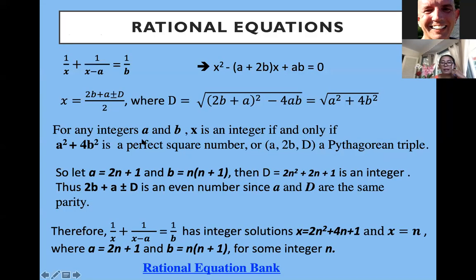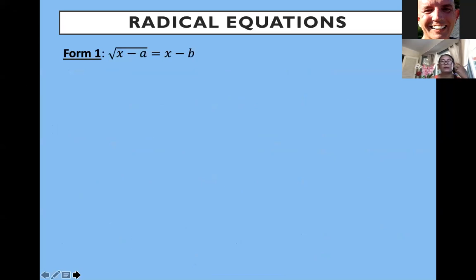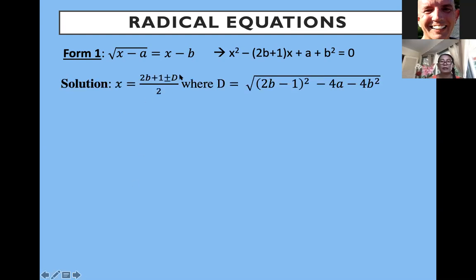Now we go to the next case, the radical equations in this form: square root of x minus a equals x minus b. And then if I square both sides and simplify, my equation becomes a quadratic equation again. So using the quadratic formula, I have my equation this way, and here is the discriminant, so you have that part. Simplify this one, and you come out with something nicer. You have d equal like this.